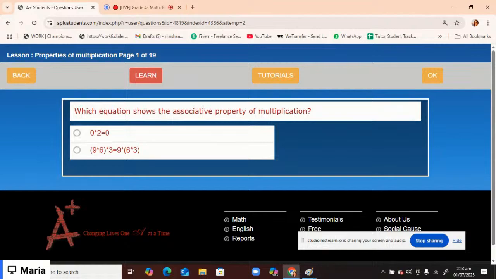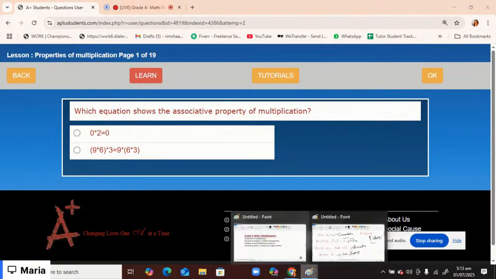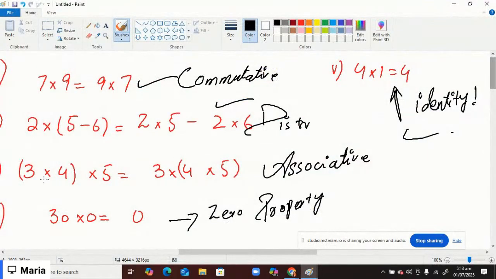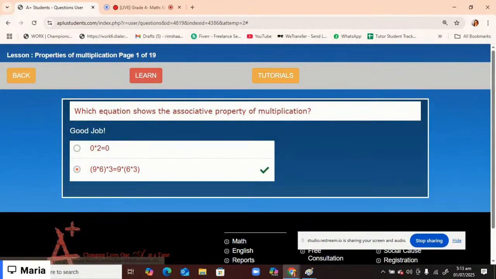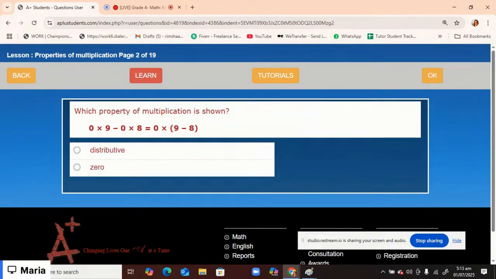Which equation shows the associative property of multiplication? What is the associative property? First, you put the bracket on the first two digits, then you put the bracket on the last two digits. All the numbers are the same. It should be three digits. Check it out. Which one has three digits? Second one, 9 times 6 times 3. Putting the bracket on the first two digits, then 9 times 6 times 3, putting the bracket on the last two digits. So this is called the associative property.